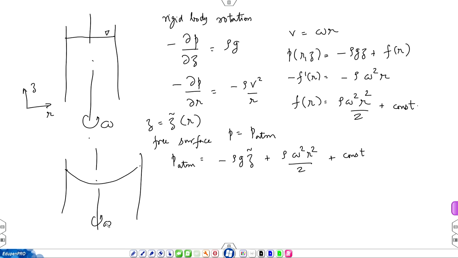So, when you have rigid body motion, you can extend hydrostatics, okay, because in one direction you continue to have pressure gradient proportional to depth from the free surface.